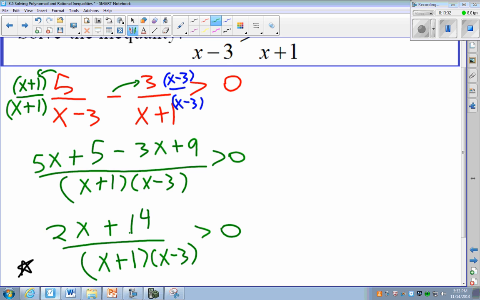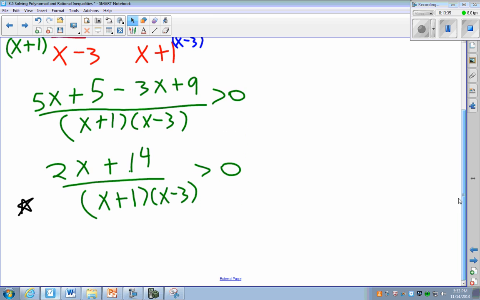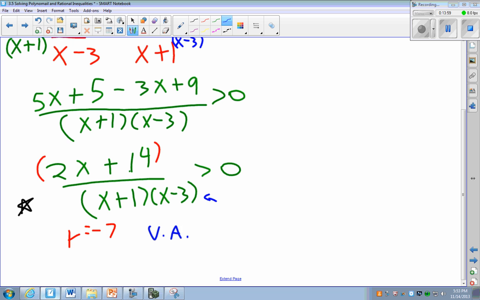All right. Zeros of this function are, so when we're trying to find our zeros, we look at our numerator, and it's going to be negative 7. Because when we plug negative 7 here for x, we'll end up getting our numerator as being 0. Now, what are our vertical asymptotes? Okay, that's where we look at our denominator, when those will equal 0. And so vertical asymptotes is x is equal to negative 1, and x is equal to 3.